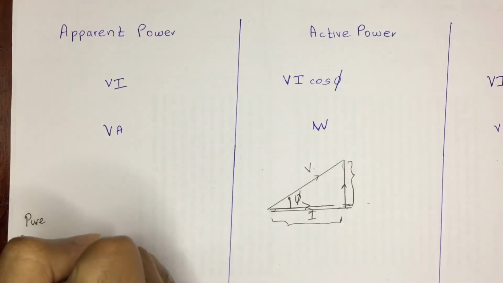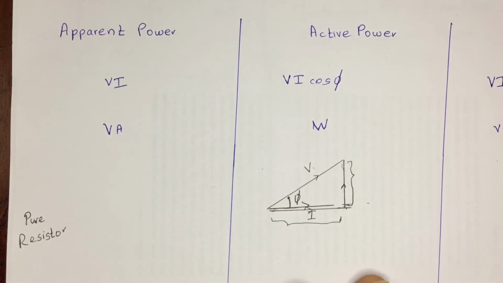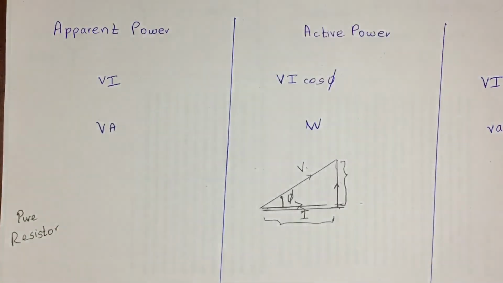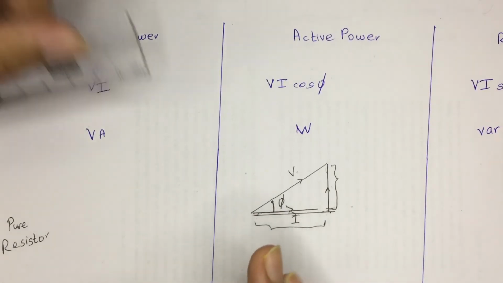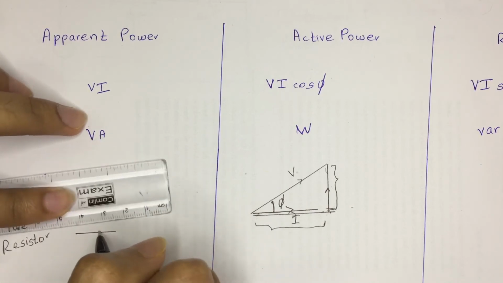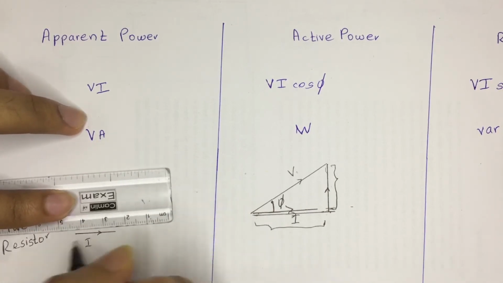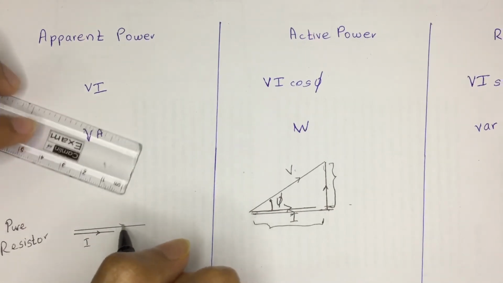So I'm going to consider the pure resistor. If I consider the pure resistor, what's the active power of that? Actually, we knew that if we use only a pure resistor, the voltage would lie on the same line as the current. Let's say this is I, the current through that resistor, and this would be the voltage.